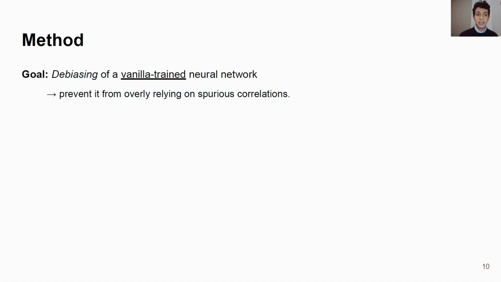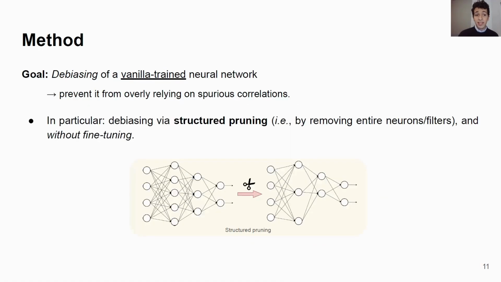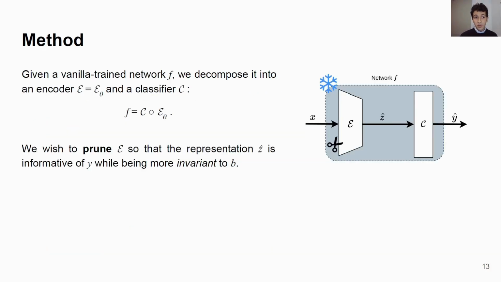So our goal is to debias a vanilla trained model, specifically through structured pruning, which means by removing entire neurons or filters from the network. And we want to do this without fine-tuning and using a biased training set. How do we do that? Given the vanilla trained network, we are going to freeze it and decompose it into an encoder and a classifier.